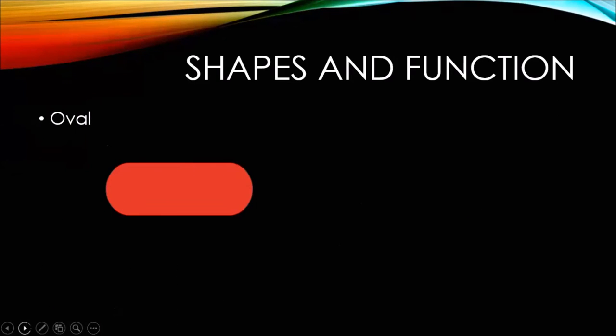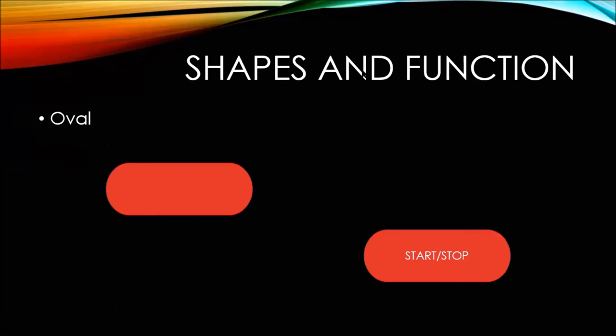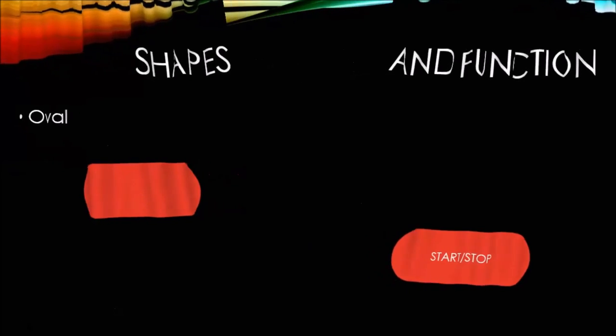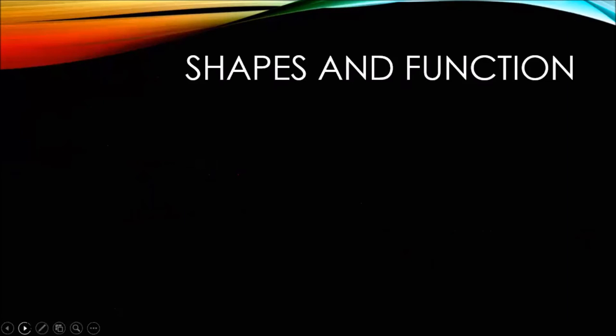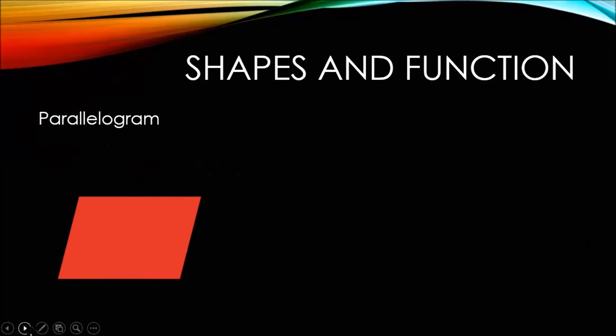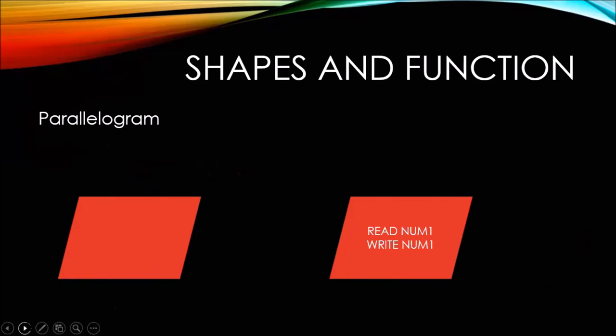All right, so we said the oval is used for start and stop. All right, next shape. So our next shape is our parallelogram, and I would say a lean rectangle. So your parallelogram now is used for your input and your output.